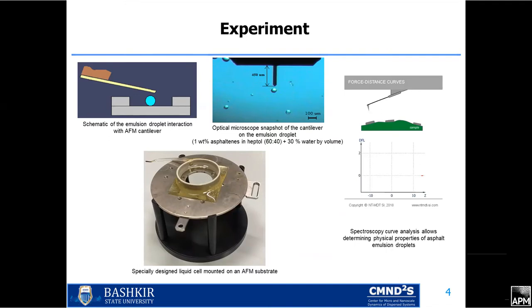Experiments were performed for emulsion droplets of different diameters in the range from 30 to 100 micrometers. A colloidal silicon cantilever without an attached ball was used as a scanning element. On the right, you can see the animation of the force spectroscopic curve. So in our experiments, we push on a droplet and get such curves, like you can see in the animation.